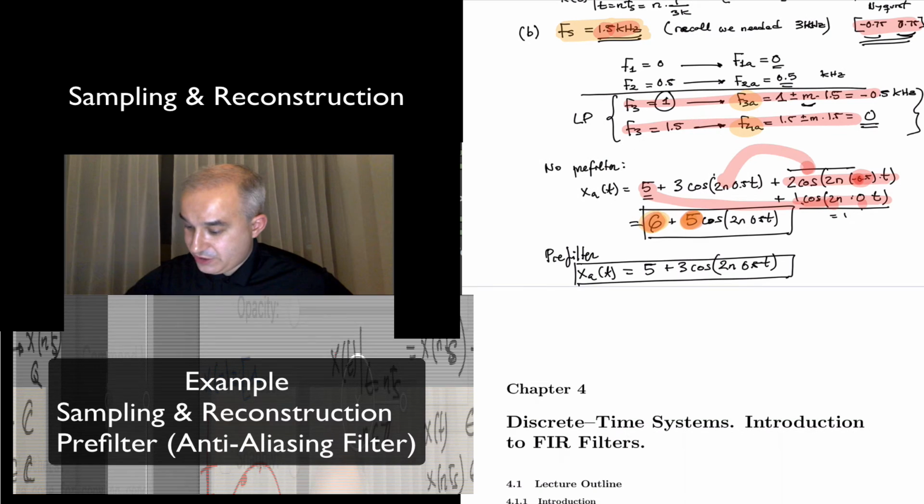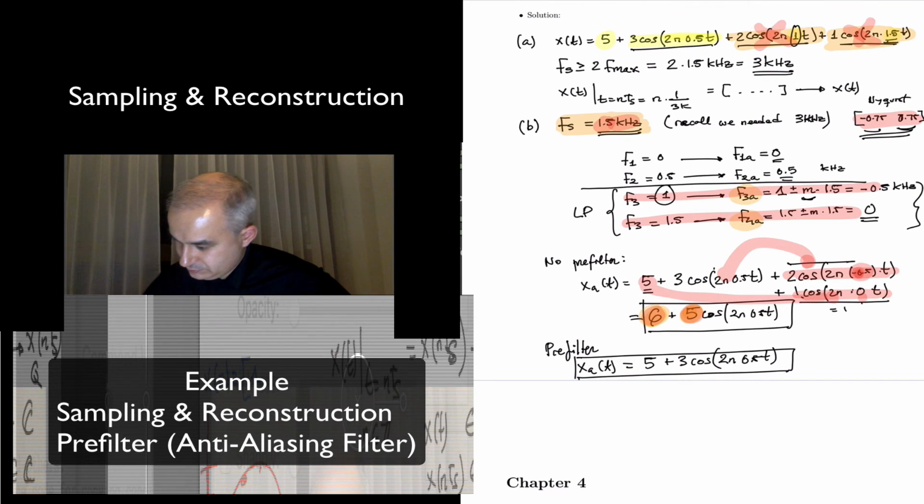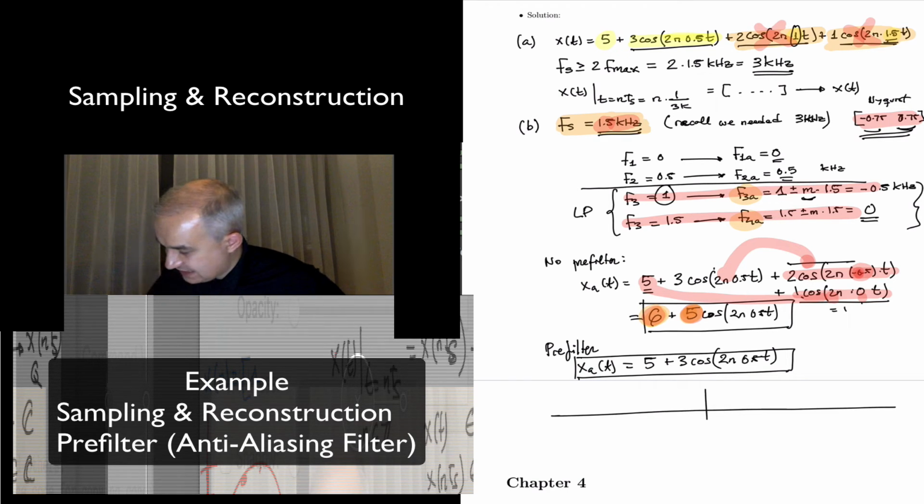In what's going on here, if we were to plot the spectrum, we have the spectral lines at 0, at 0.5, and minus 0.5, at 1, and minus 1, at 1.5, and minus 1.5. Okay, and so you have 5, this will be 5, at this one it will be 3 over 2, and 3 over 2, 2 over 2, 1, 1 at 1, and 1 half, 1 half.